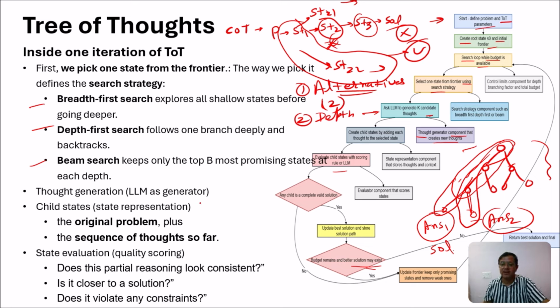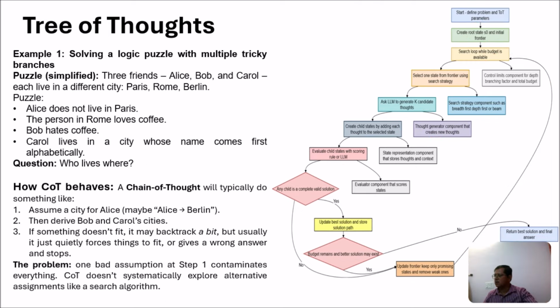And if this is not, then what we will do is update the frontier. Like we say that okay, this answer 1 we got, this is a wrong solution based on this critique and everything. And we already have a budget. So we will go and start everything from here. So this is the process of tree of thoughts.